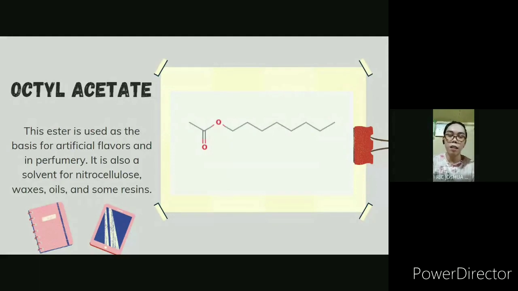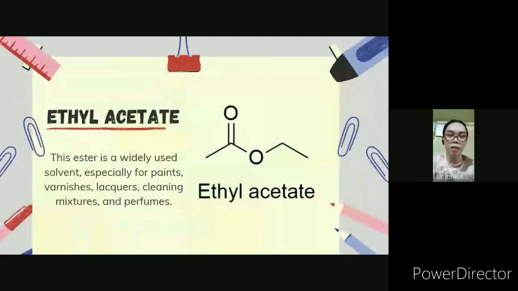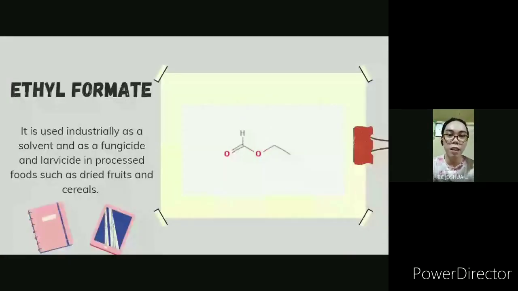The second example is ethyl acetate, where this ester is a widely used solvent, especially for paint, varnishes, lacquers, cleaning mixtures, and also in perfume. And the next example is ethyl formate. This ester is industrially used as a solvent. It is also used as a fungicide and larvicide in processed foods such as dried fruits and cereals.